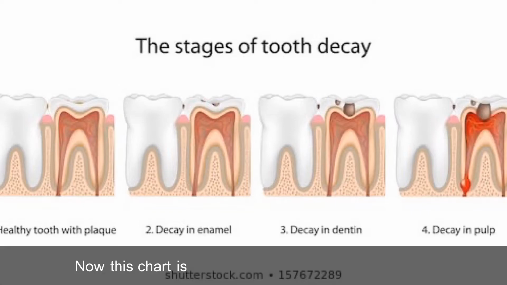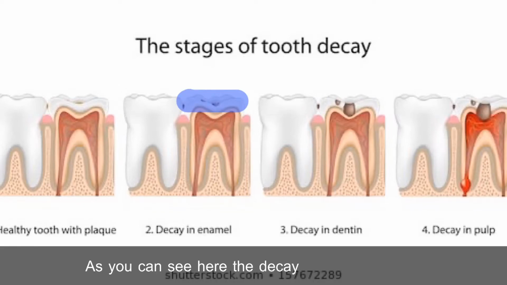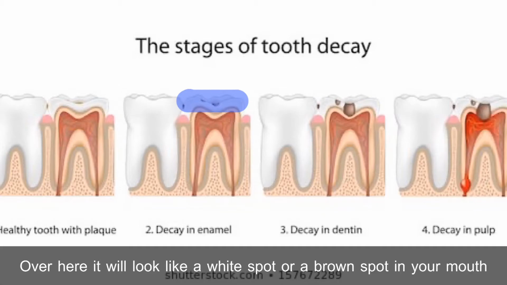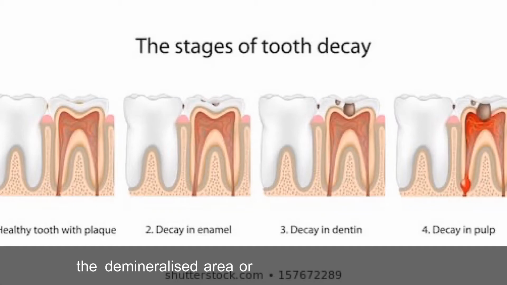Now this chart is showing you stages of tooth decay. As you can see, here's the decay in the enamel, the first layer of your teeth. Over here, it'll look like a white spot or a brown spot on your teeth. This is a stage where we can reverse the decay by remineralizing the demineralized area, or you might require a filling. Then it goes to the second layer of your tooth, which is called your dentine.